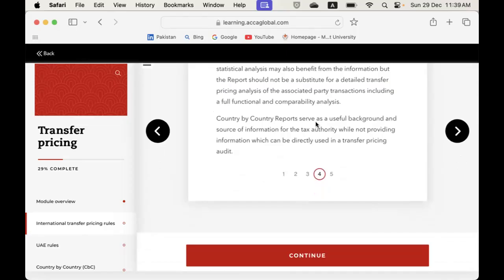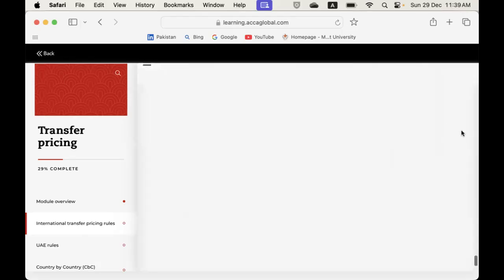Country by country reports serve as a useful background and source of information for the tax authority while not providing information which can be directly used in a transfer pricing audit. So CBCR, yes, it provides information, but it provides only so much information. So more details will be found in the local file and naturally the master file if a tax audit opens up.